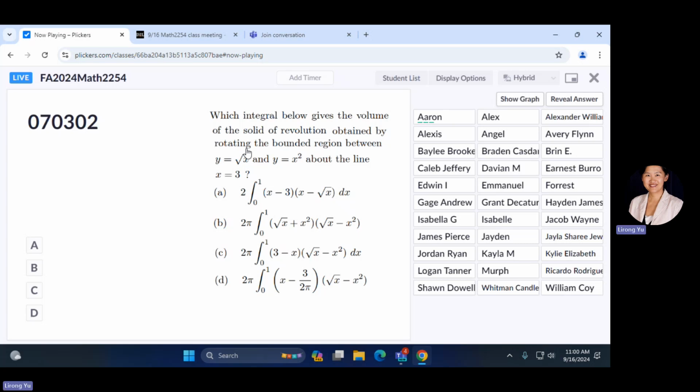Right. Let's look at this calculation. This is not a complete calculation. You're just supposed to set it up properly based on the shell method.